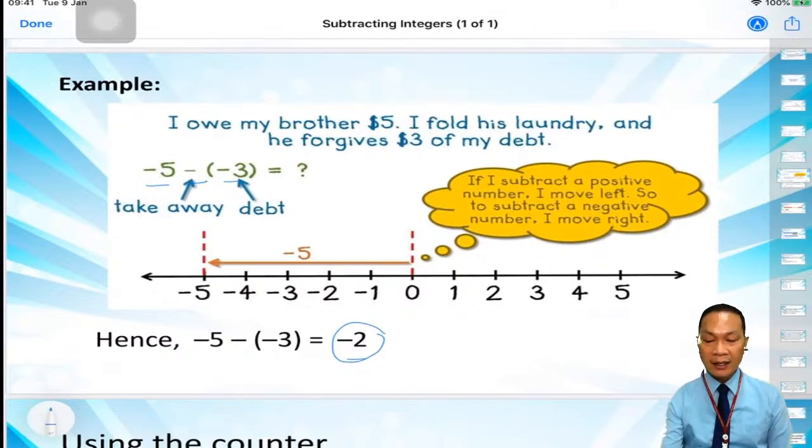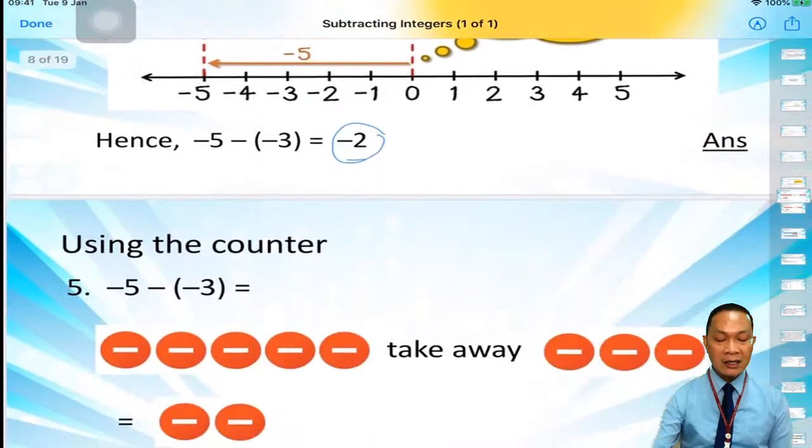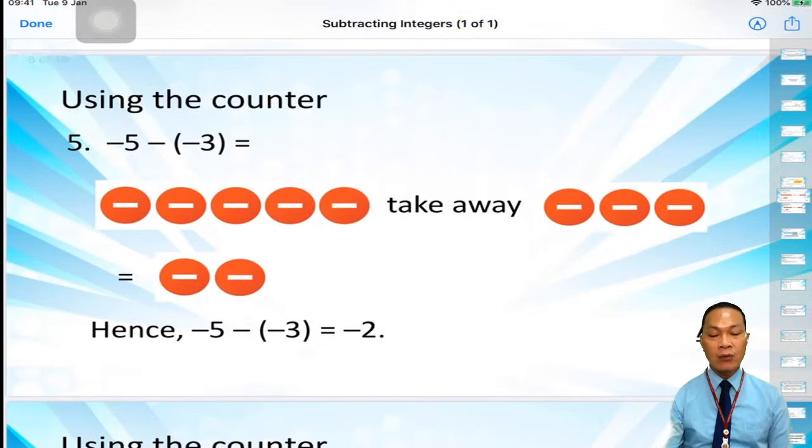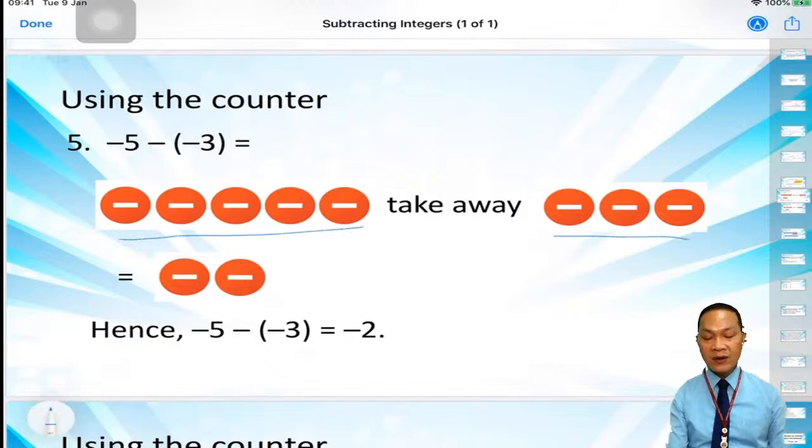Okay. Next, using the counter. Just a while ago, we used the number line. This time, we will use the counter to subtract integers. Negative 5 minus a negative 3. So we have 5 negatives. Take away the 3 negatives. So we have here negative 5 and the negative 3. What's left is negative 2. So negative 5 minus a negative 3 again is negative 2.